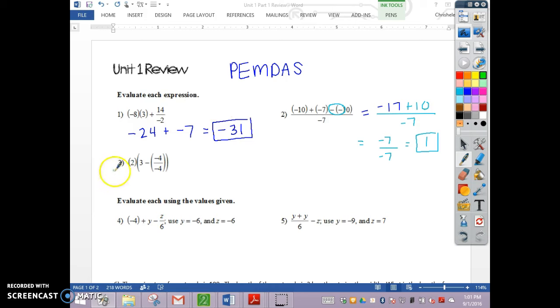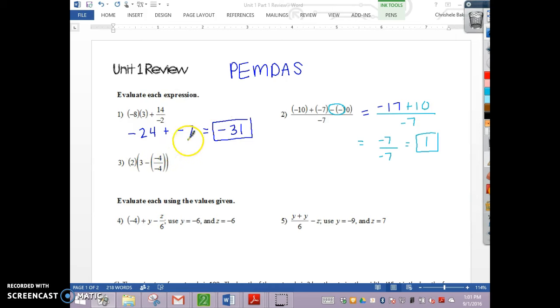When we have nested parentheses like this, we're going to work from the inside out. So first, we have negative 4 divided by negative 4, which is going to give me a positive 1. We're going to continue working inside the parentheses. 3 minus 1 is 2, so 2 times 2 is 4.